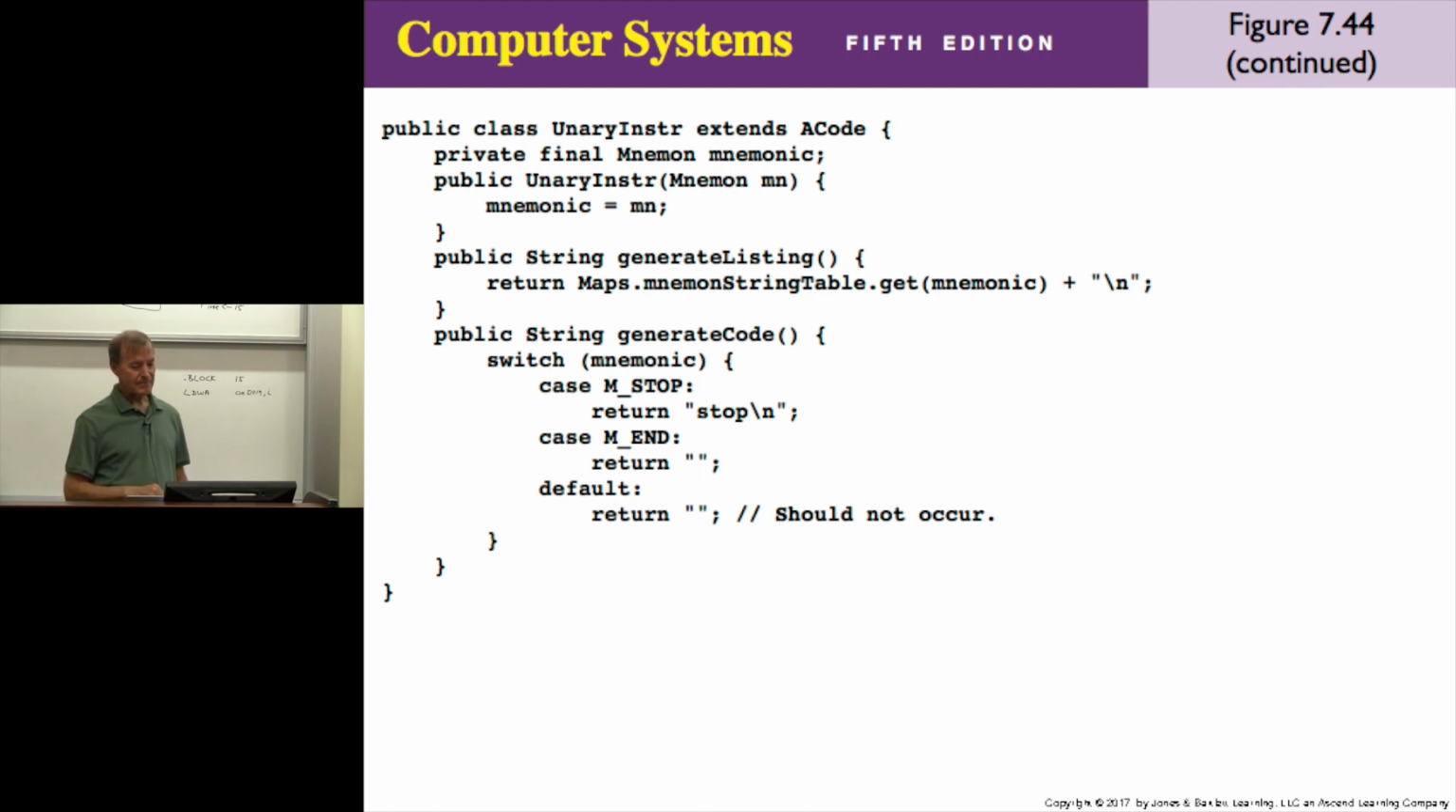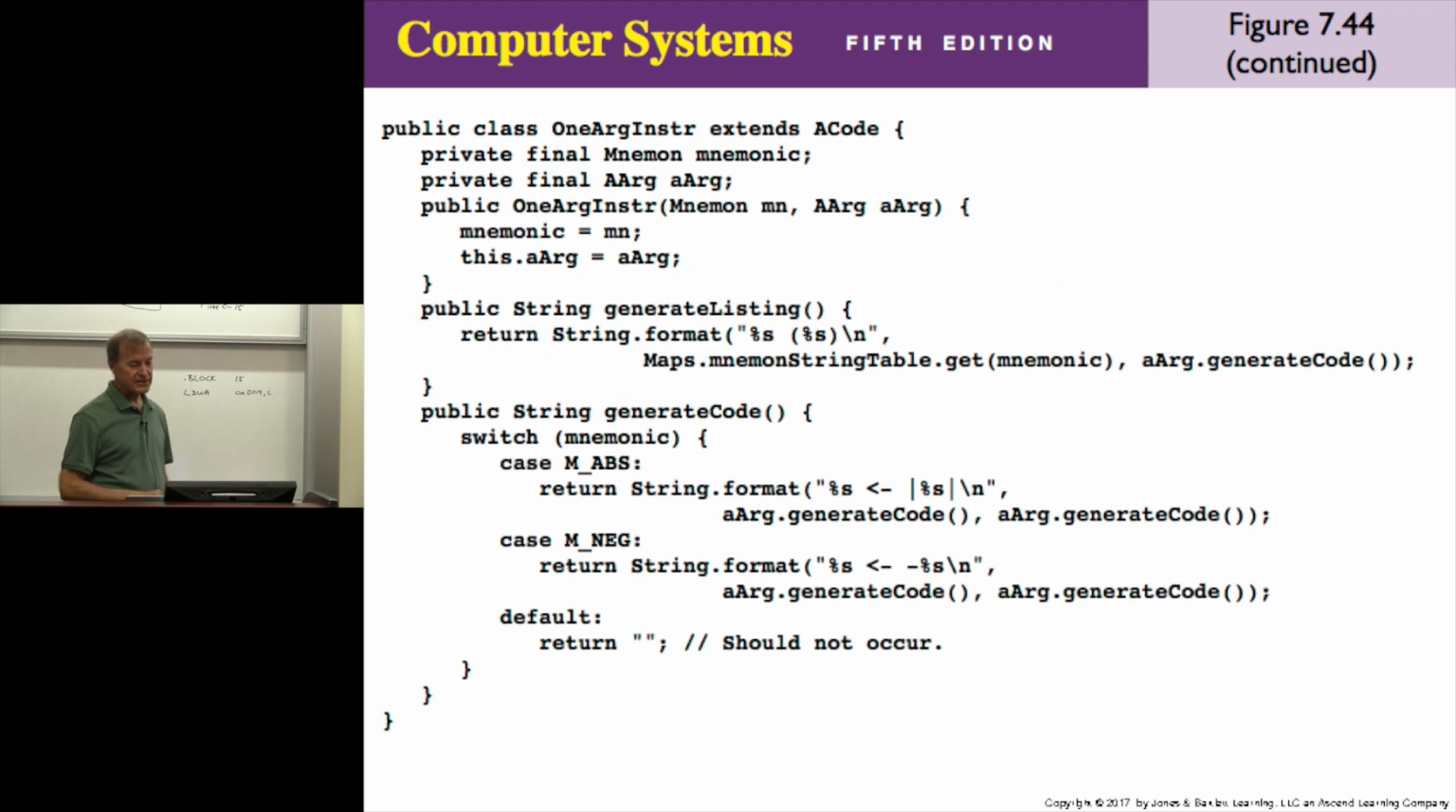Okay. And then with the generate code, we'll look at the generate code later. All right. And now here is a one argument instruction. What does a one argument instruction have? It has a mnemonic, and it has an abstract arg, and then it has a constructor. And what does the constructor do? It sets the attributes to the parameters. So the mnemonic gets mn, and this dot arg gets arg, because here arg is the name of both the parameter and the attribute. If they have the same name, that's how you distinguish between them. Is everybody clear on that?